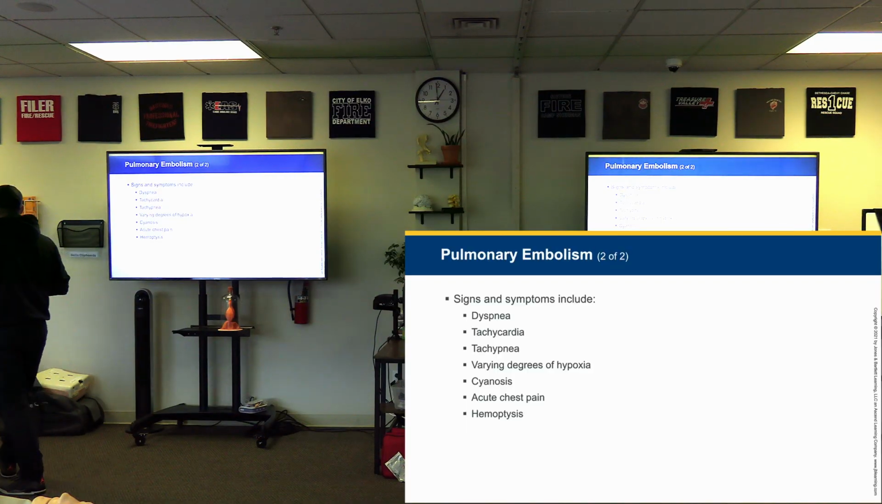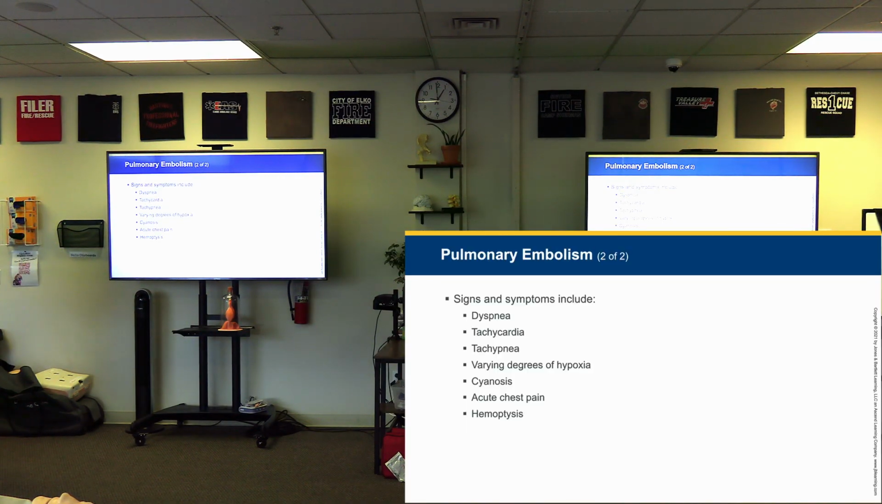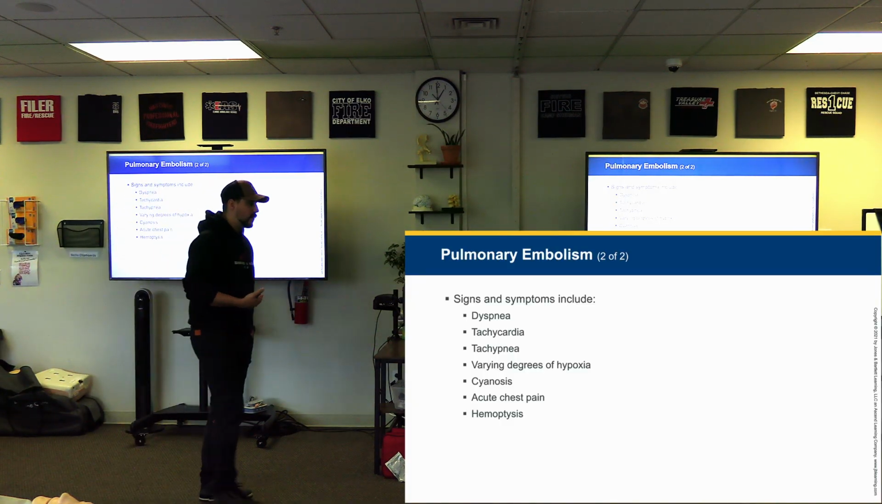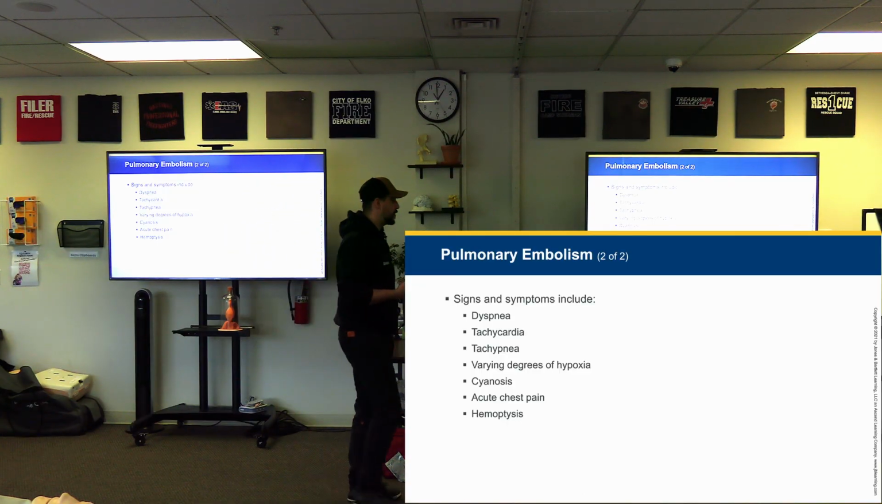Another demographic is going to be women on oral contraceptives. Oral contraceptives can throw off the body's regulation systems, and it's not uncommon for them to present with clots.